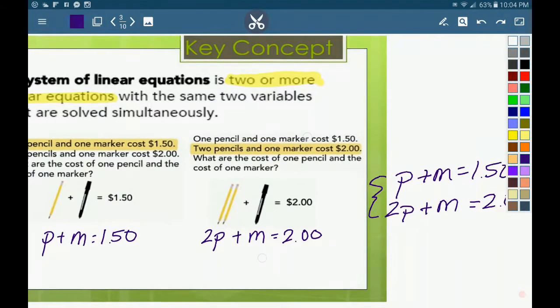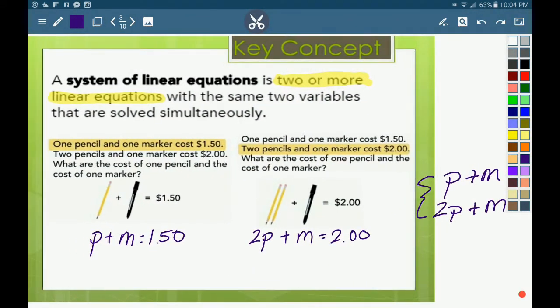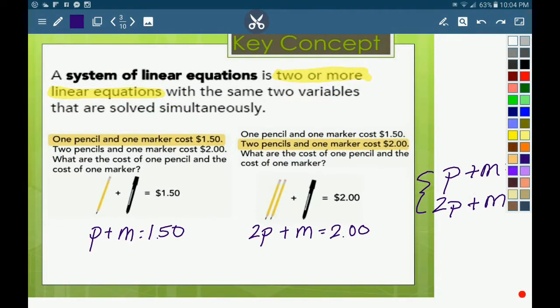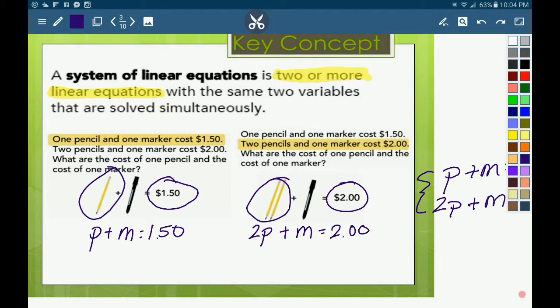So we are eventually going to learn how to solve a system like this. In fact, some of you may even be thinking, Miss S, this is a pretty easy problem to solve. If you think about it, the only difference between $1.50 and $2 is that 50 cents. And the only difference between the two equations is that this has two pencils, whereas this only has one pencil. So some of you may have already been able to logic your way into knowing that the pencil costs 50 cents, or $0.5. Okay, and that means the marker, since the pencil is worth 50 cents, the marker must be worth $1.